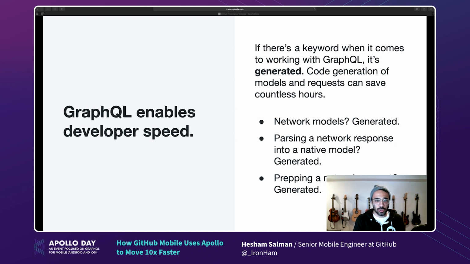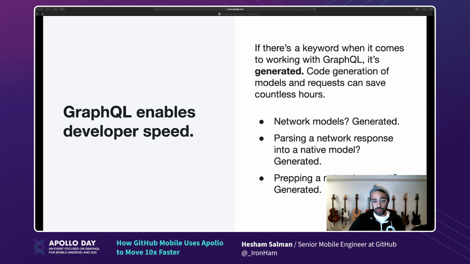GraphQL enables developer speed. GraphQL code generation will change your life as a developer. It is the keyword when it comes to GraphQL: generated. By generating models and requests, we end up saving tons of hours that we would have otherwise spent writing boilerplate. Many developers, myself included, like the concept of a network model that serves as an intermediary between your client's UI models and the service JSON response. With GraphQL, those models are generated.